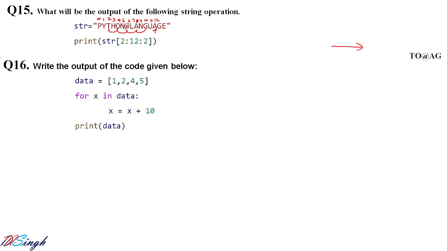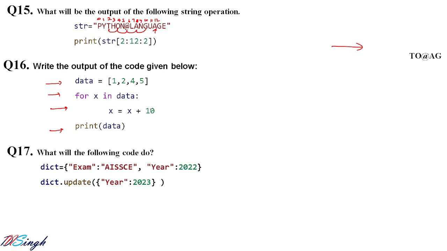Let us go for the next question. Write the output of the following code. At first glance, you will see this is a very simple code. You just have a list, a for loop will run over that and add 10 to each element of this list, and you will print. But that is not so. If you do like this, it is not going to update the list.